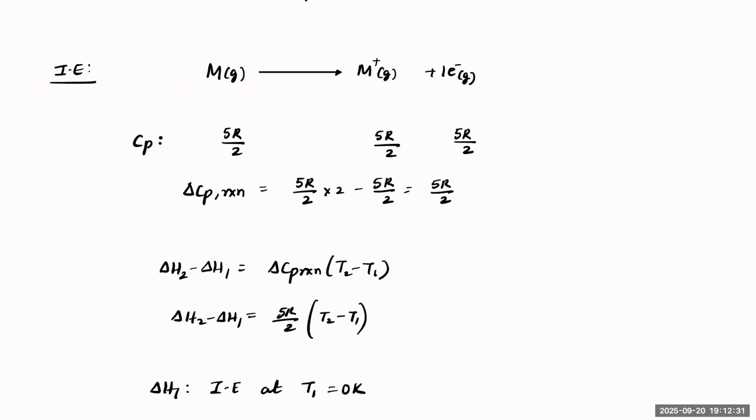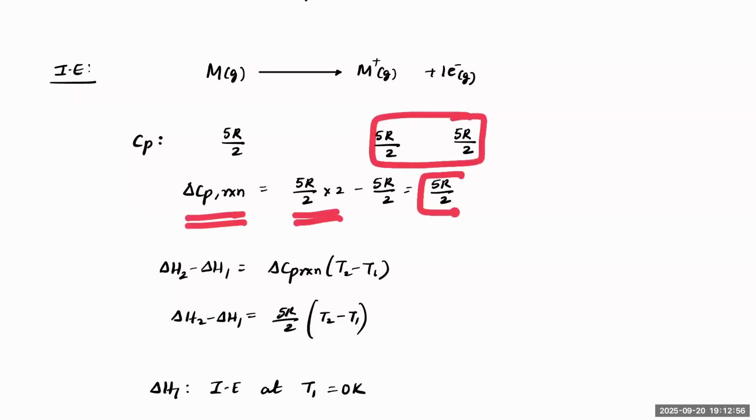And have you noticed something? This is a monoatomic species. This is also a monoatomic species. And the electron can also be assumed like a monoatomic species, like a particle. And what is the Cp value for monoatomic species? 5R by 2, 5R by 2, and 5R by 2, correct? So in that case, what will be the Cp of the reaction? Products minus the reactants. So that will be 5R by 2.